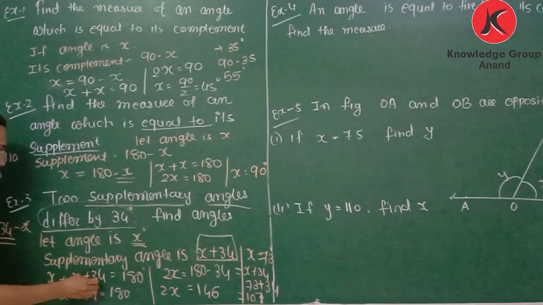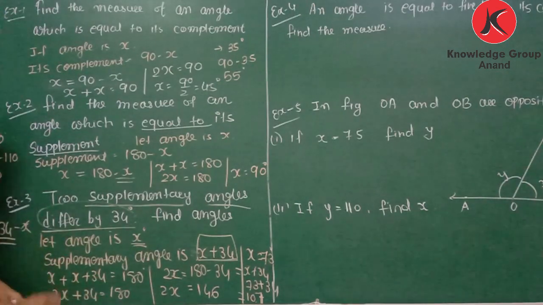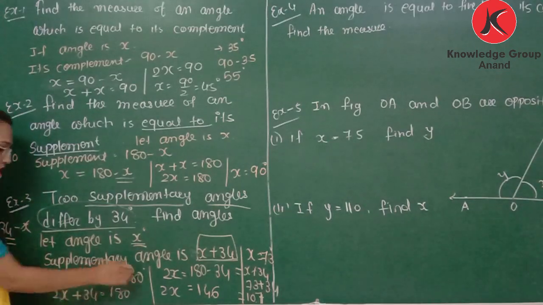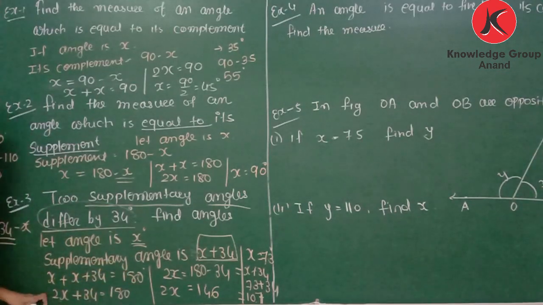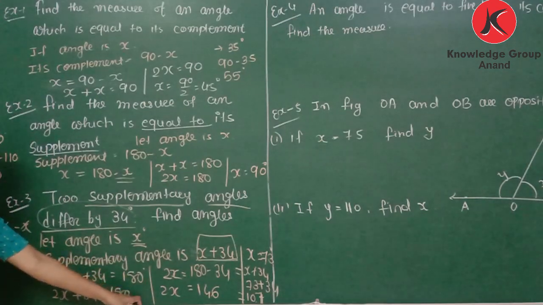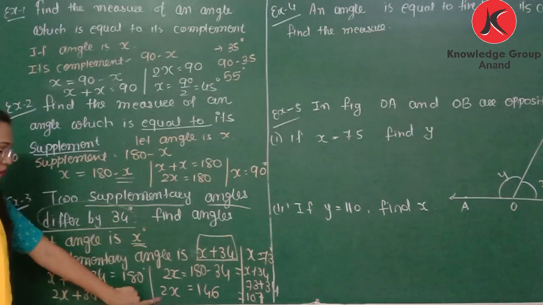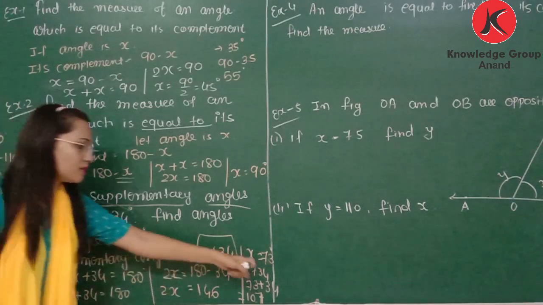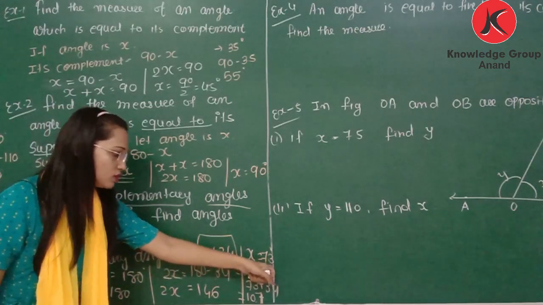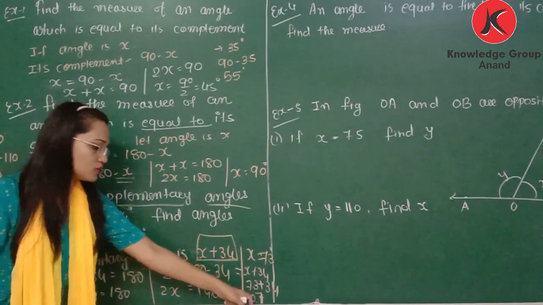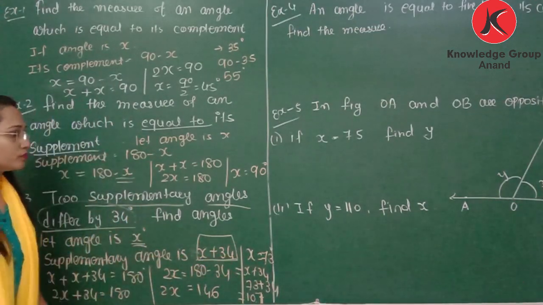We can write x plus x plus 34 is equal to 180. x plus x is 2x, plus 34, is equal to 180. Take 34 to the right side. This is the same as solving the equation. So we have the equation 2x plus 34 and we need to find the value of x. Taking the 34 to the right side, that is subtraction, so we get 146. Now 2, that is in a multiplication, becomes division. So we get 73. If x is 73, then x plus 34 is 107.